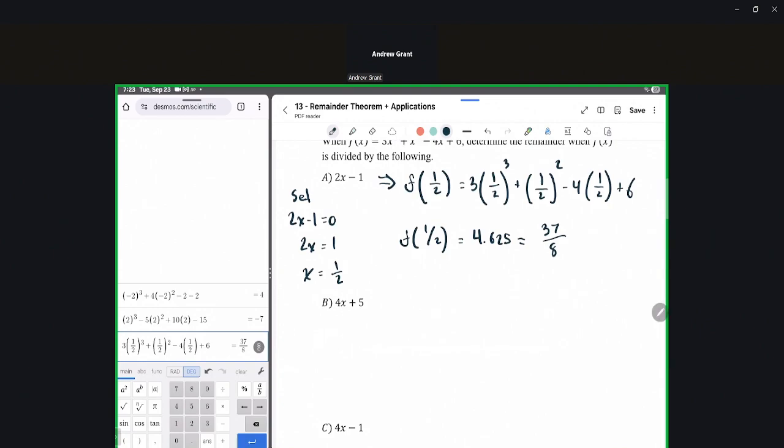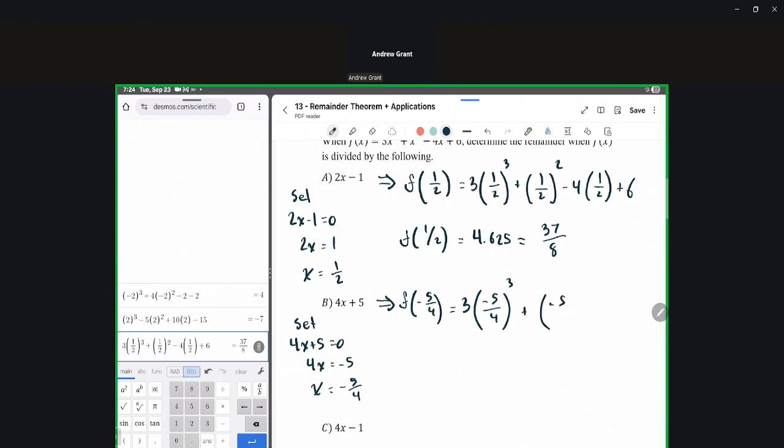Okay, so 4x plus 5, we're going to set 4x plus 5 equal to 0. So 4x equals negative 5. And so x is equal to negative 5 over 4. And so what we would like to check is f of negative 5/4. So this will be equal to 3 times negative 5 over 4 to the power of 3 plus negative 5 over 4 to the power of 2 minus 4 times negative 5 over 4 plus 6.